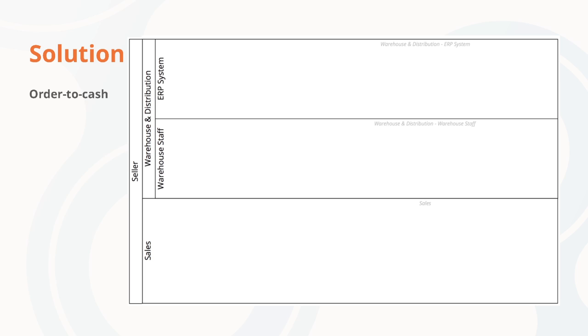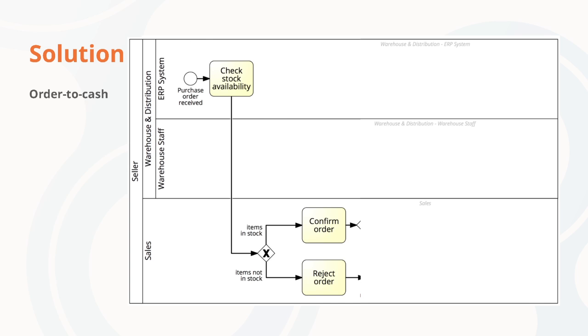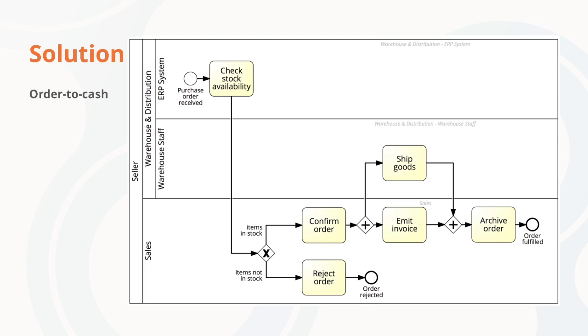So now that we have defined the pool and the lanes within this pool to represent the various resource classes that are involved in the execution of this order-to-cash process, we can lay down the control flow. So we can specify events, activities, and gateways and their connections. So this process starts at the ERP system of the warehouse and distribution department, where a module of the ERP system is demanded to check stock availability.